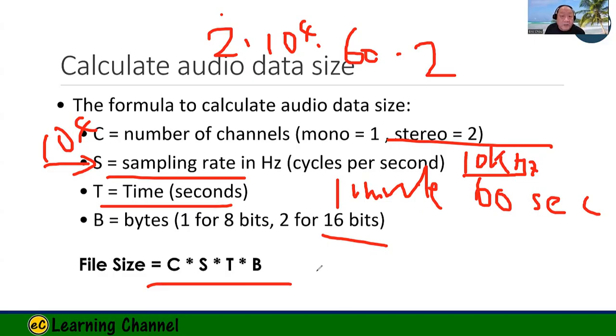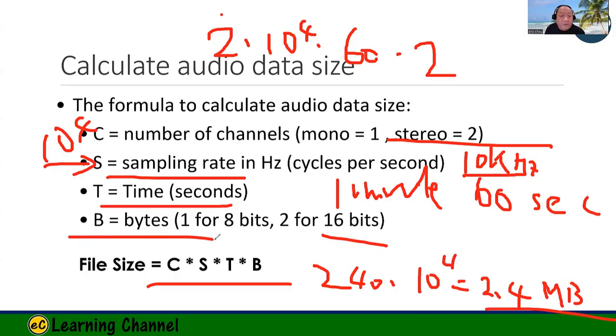You will end up with 240 times 10 to the power 4. It will be 2.4 megabyte for 1 minute music. So you send me a recording of 1 minute audio. If you send me by stereo and then 16-bit data without compression, if we do not compress the data, then you would take 2.4 megabyte to transmit. Is that okay so far?